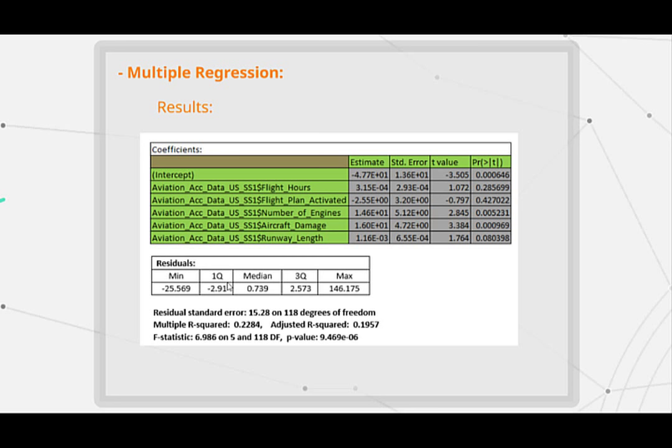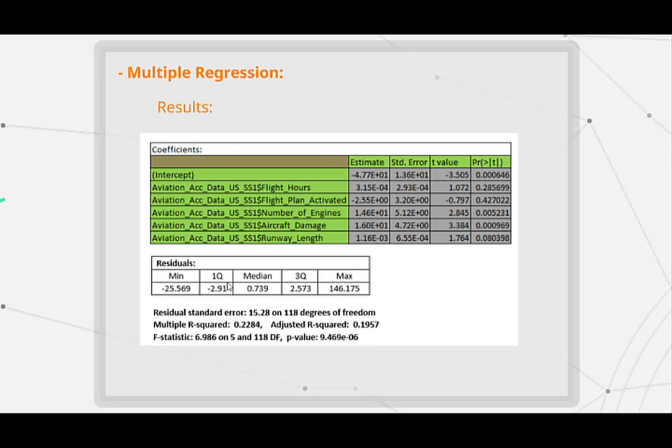The independent variables in the model which are statistically significant, that is, whose p-value is less than 0.05, are aircraft damage and number of engines. The variables that are insignificant in the model are runway length, flight plan activated, and flight hours.